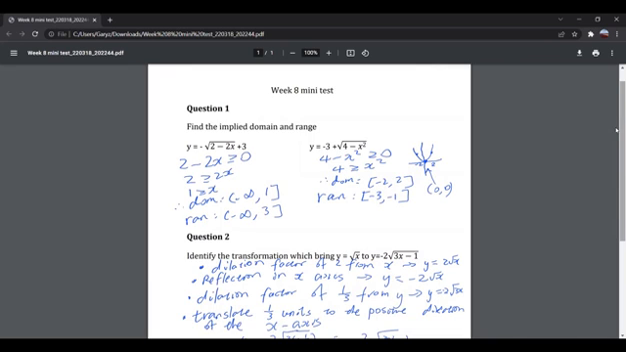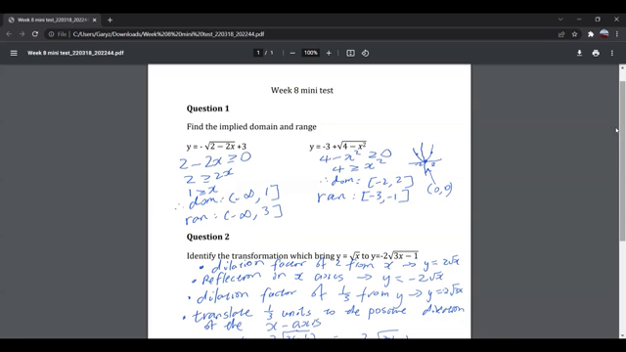So the implied domain of a square root function is that the number inside the square root must be above or equal to zero, because you can't square root a negative number. Therefore, we can write 2 minus 2x is greater than or equal to 0, which gives us 2 is greater than or equal to 2x. Therefore, x is smaller than or equal to 1. Therefore, the implied domain for this question is just negative infinity to 1 inclusive.